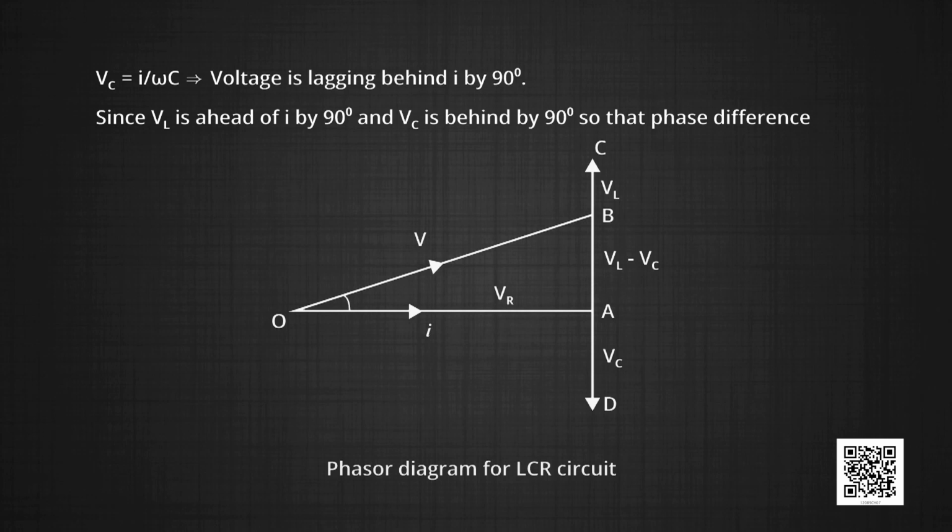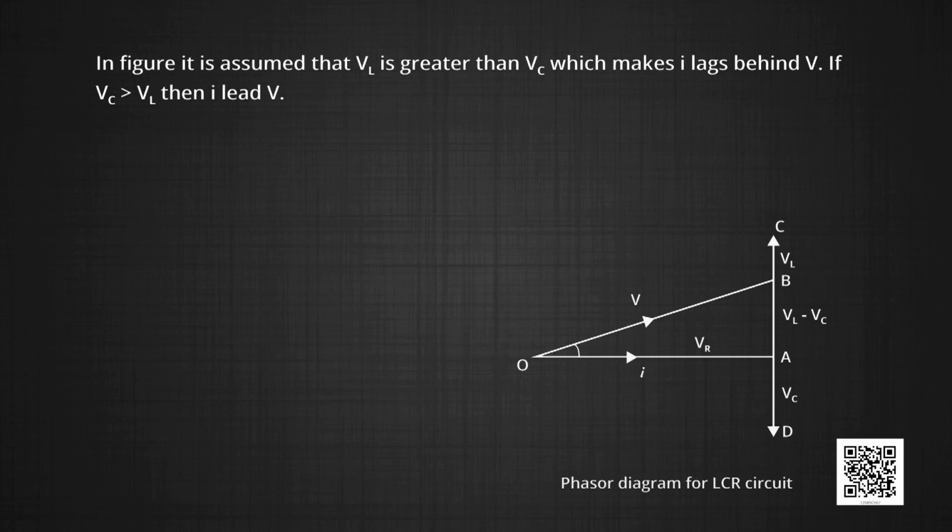Since VL is ahead of I by 90 degrees and VC is behind by 90 degrees, the phase difference between VL and VC is out of phase, or we can say 180 degrees, and they are in direct opposition to each other, as the phasor diagram shows. In this figure, it is assumed that VL is greater than VC, which makes I lag behind V. If VC is greater than VL, then I leads V.